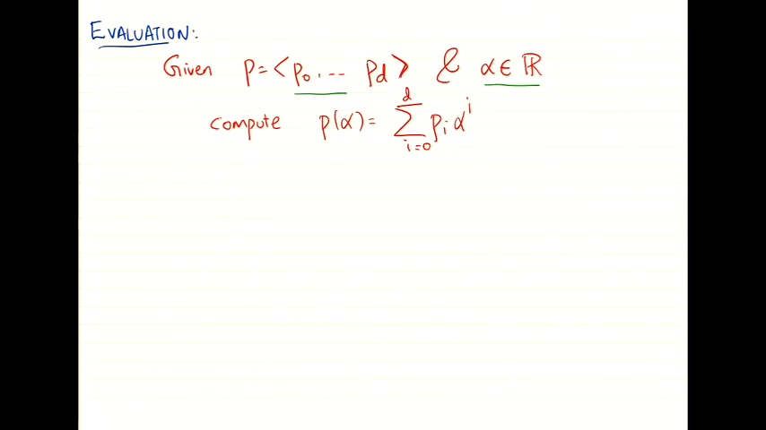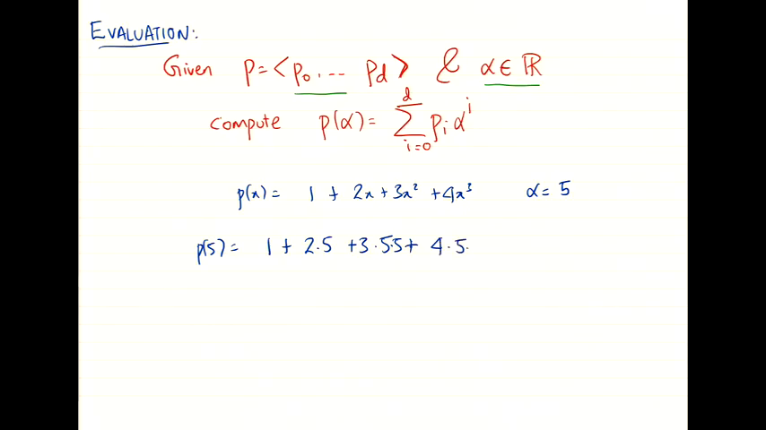So you could be given a polynomial, say 1 plus 2x plus 3x squared plus 4x cubed, and you want to compute P of alpha, and you're given alpha equal to 5. Of course, the most trivial way to compute it would be to say, okay, P of 5 is 1 plus 2 times 5 plus 3 times 5 times 5 plus 4 times 5 times 5 times 5.